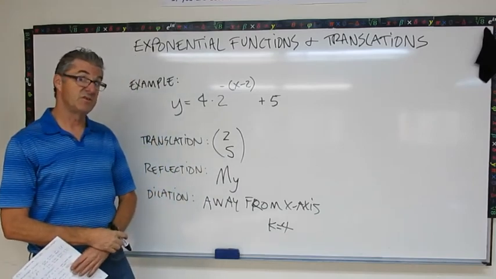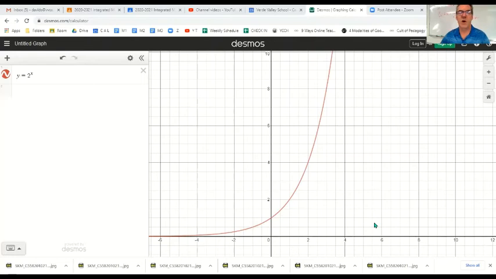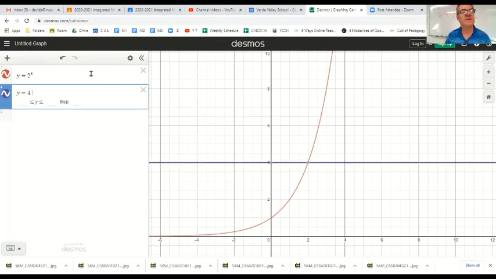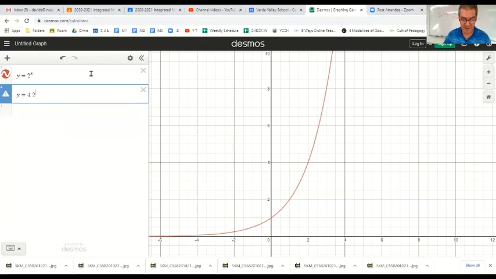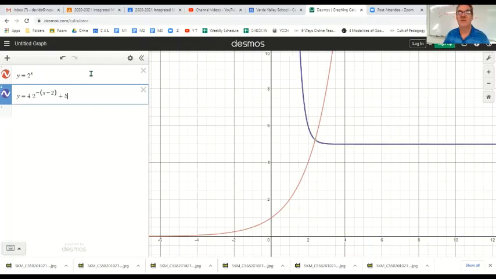Let's take a look at this in Desmos. Okay, here we are in Desmos, and we're back to our base function, our y equals 2 to the x, our doubling function. And let's go ahead and put in this new function that has all the things going on. So that's y equals 4, and I'm just putting a space in there, and that allows it to be multiplied by the exponential part of our function. So we're using 2, my caret key gets me up there, I've got my negative, parentheses, x minus 2, parentheses. Now the arrow key to the right is going to get me down so I can type in my +5. And check it out. So the purple graph is our transformed function.